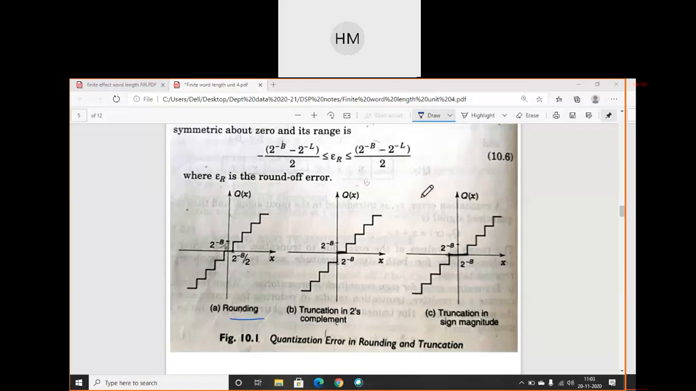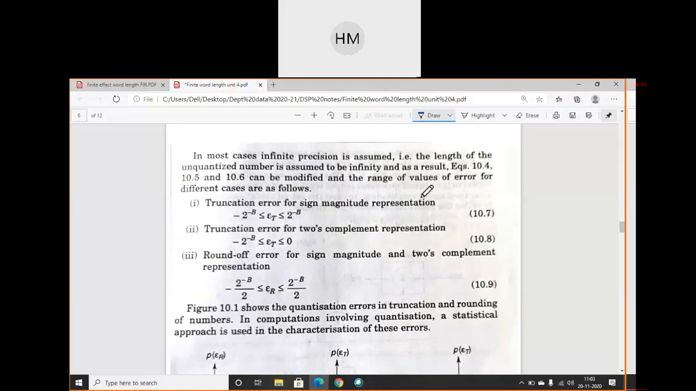So in continuation with this, so these are the formulas, approximate values. You can write this also. Infinite precision is assumed, that is the length of the unquantized number is assumed to be infinity, and as a result equations written above can be modified and the range of values of error for different cases are as follows. So we are getting these modified values as equation numbers 10.7, 8 and 9.